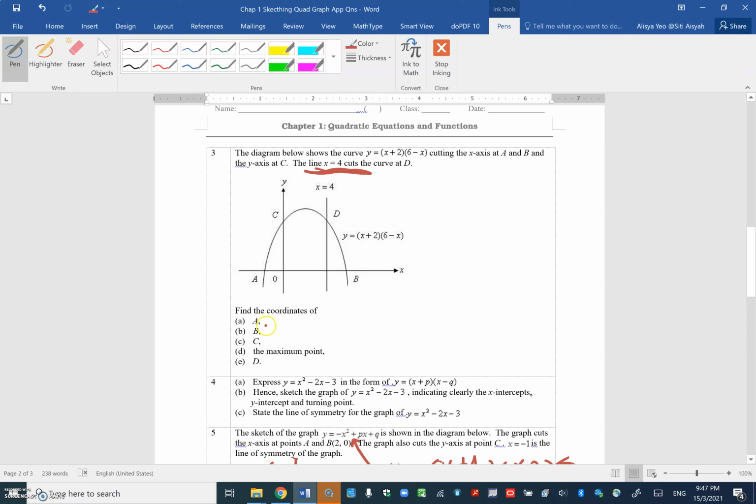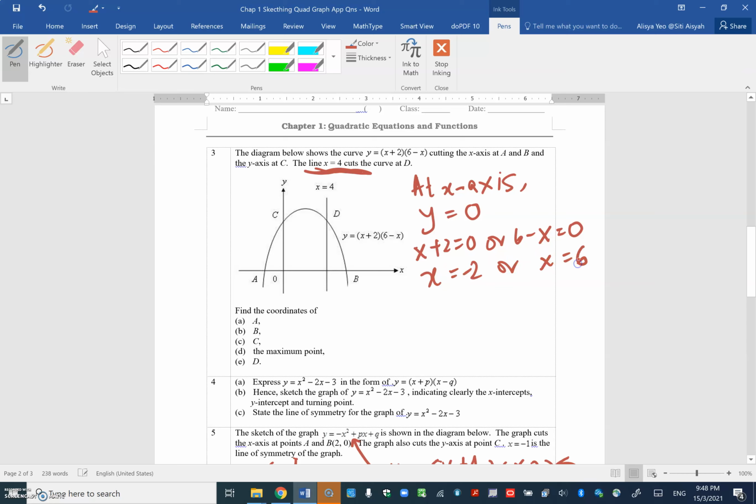Okay, so the coordinates of A and B would just be solving for your intercepts at the x-axis. So that means you're solving for your x-intercept, the value of y equals 0. So you have x plus 2 equals 0, or 6 take away x equals 0. So you have x equals -2 or x equals 6.